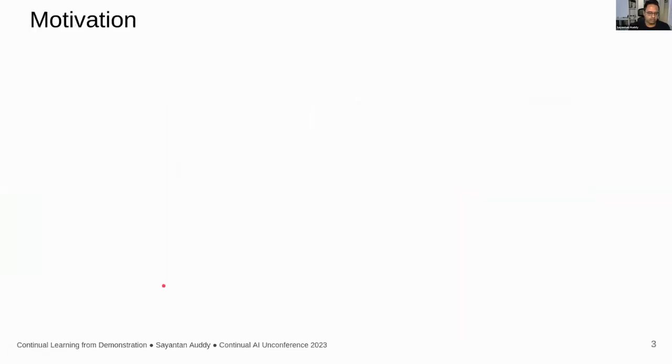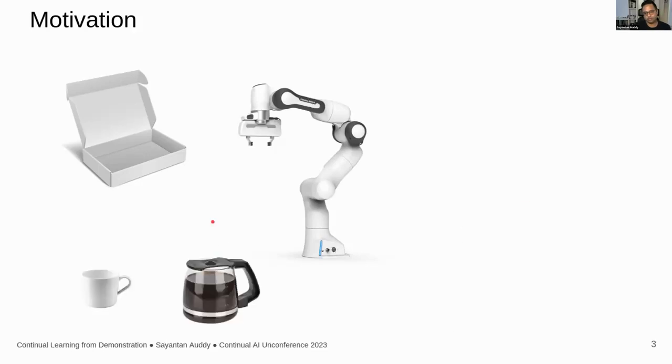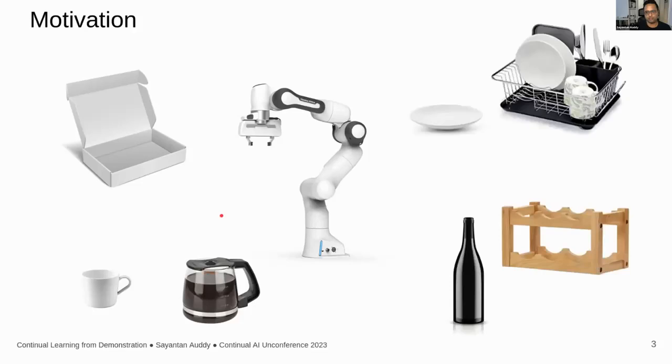Before starting, just a little bit of motivation regarding what I do and why I do it. Imagine that you have a robot and you wanted to do some kind of task in the real world. An example can be opening a box. After you've trained the robot to open the box, maybe now you want to pour coffee into a cup, or put the bottle on a shelf, or take the plate out of the washing rack. All of these tasks involve different kinds of motions, right? It's not the same motion for every task.